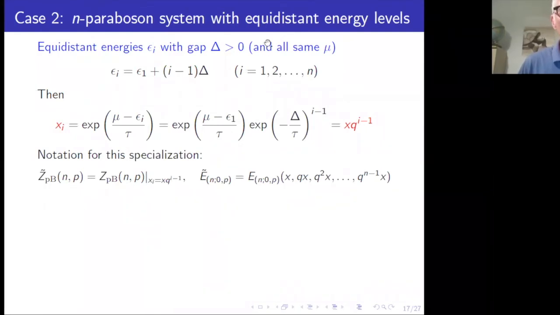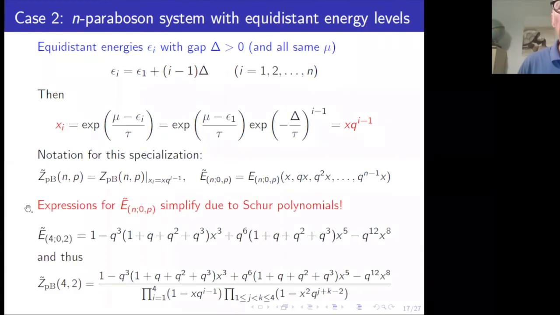So the notation for the second specialization with equidistant energy levels is now denoted by a tilde. So this partition function is just the general one we had, where xi is substituted by x times q to the power i minus 1. And E tilde is just our ordinary E tilde, again under this substitution. And really these expressions, because precisely our Schur functions, our Schur polynomials, also just become monomials in this x. They also simplify a lot.